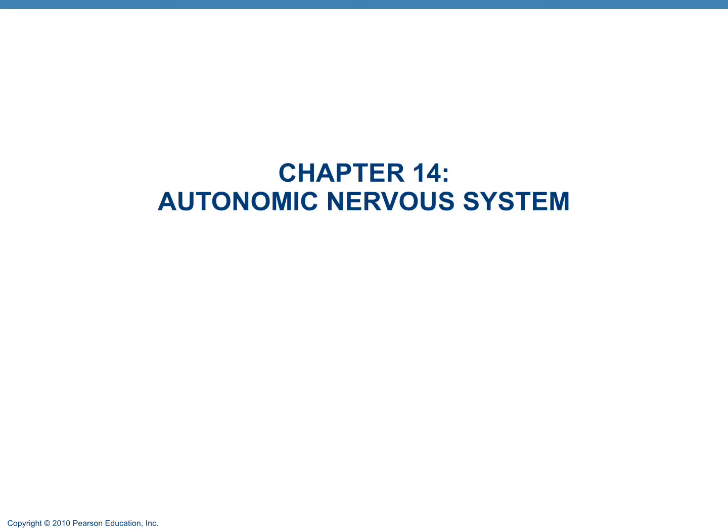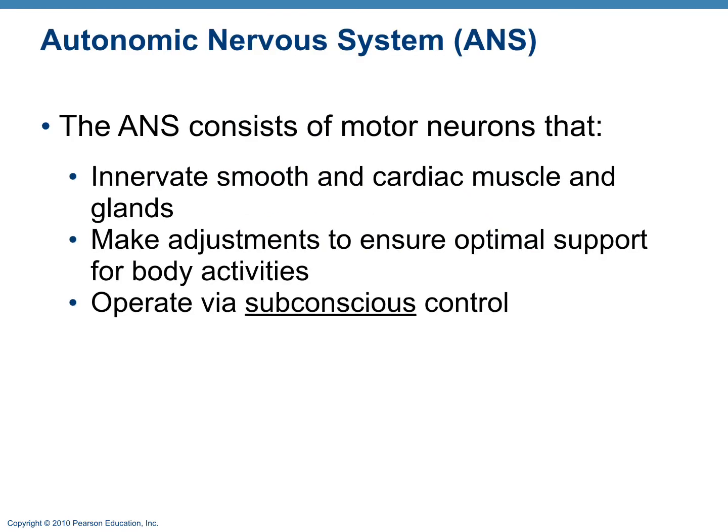Okay, so chapter 14, the autonomic nervous system. This is kind of a short one, but it does have some important information in it, so let's get started. So the autonomic nervous system has motor neurons that are going to innervate smooth muscle and cardiac muscle, as well as glands. And they operate through subconscious control.